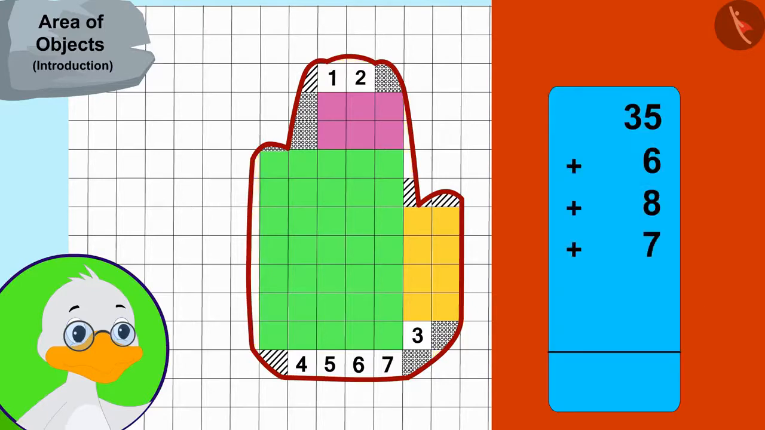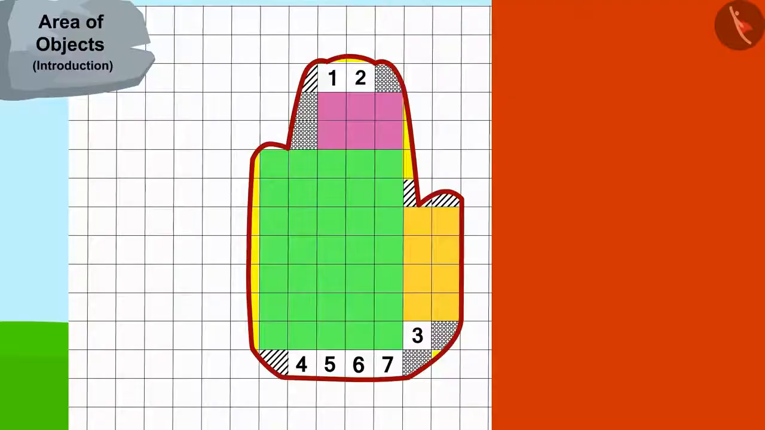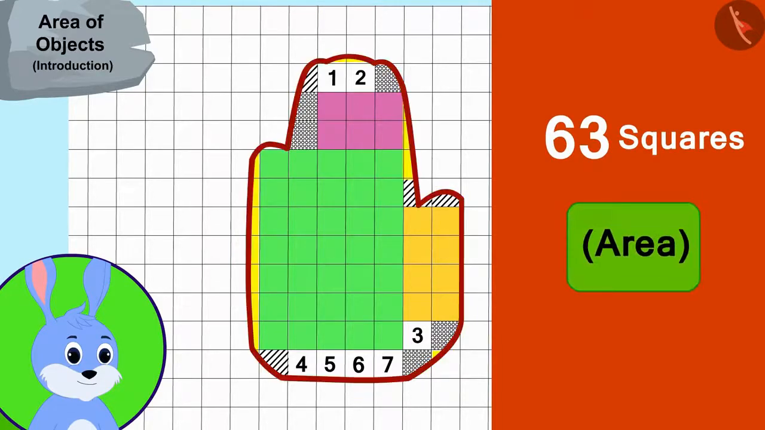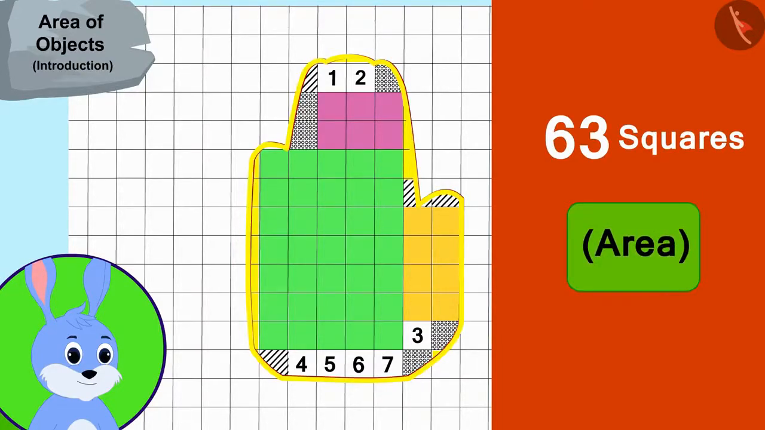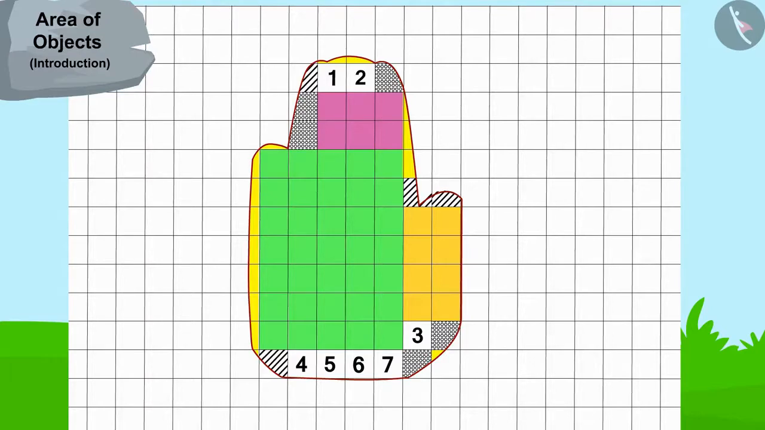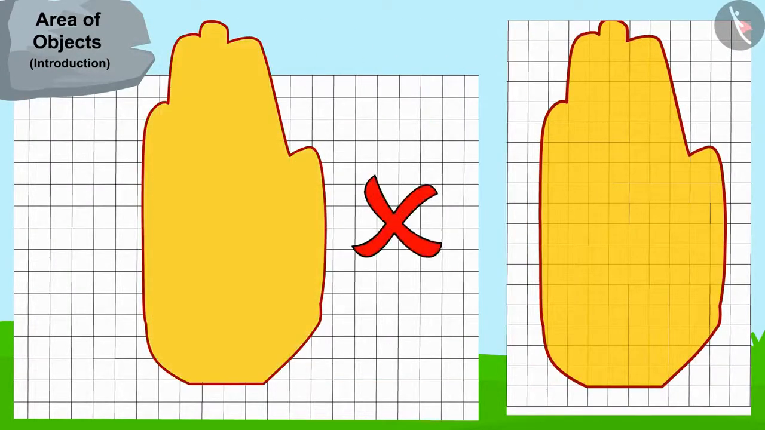Now, Uncle added all these numbers to find the total number of squares. In this way, there are a total of 63 squares in Bunny's hand impression. In other words, the area of Bunny's hand impression is 63 square centimeters. But this is not the same as the hand impression on the door.